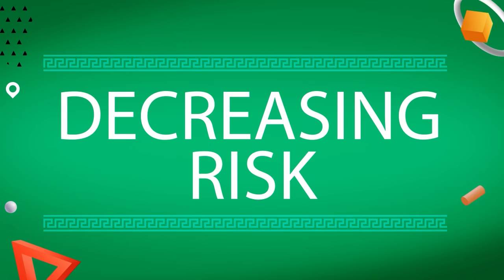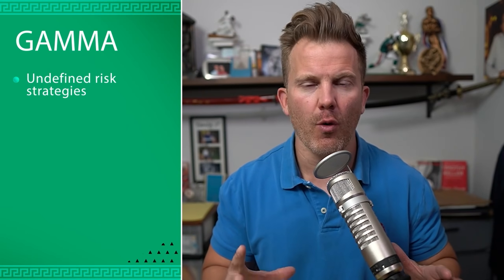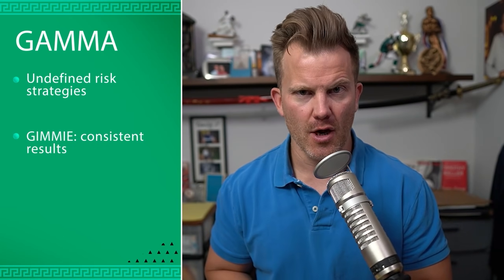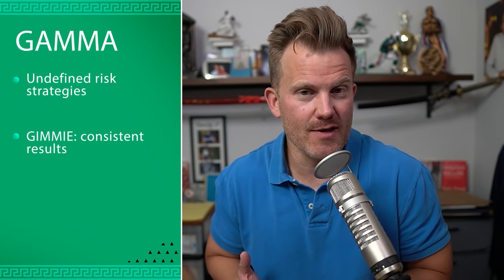Okay, so what about decreasing risk with gamma? Well, this is where our approach to gamma, our approach to this Greek, and our proprietary management techniques, this is where these guys really begin to shine. First off, let's make sure that we all understand that undefined risk strategies are the best way forward to consistency. Consistency with results, consistency with profitability, consistency in a number of different ways. It's that pure, unfiltered exposure to the Greeks that's going to allow you to achieve those consistent results. So that would be a gimme, as some might say.